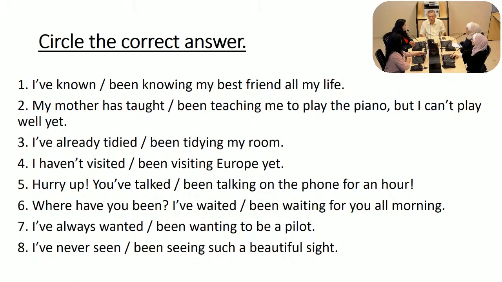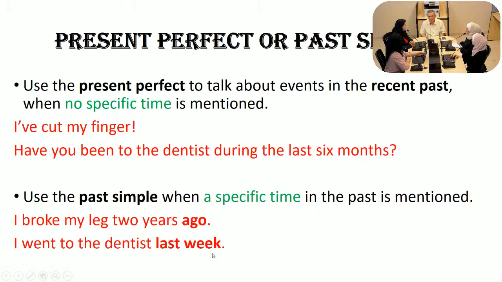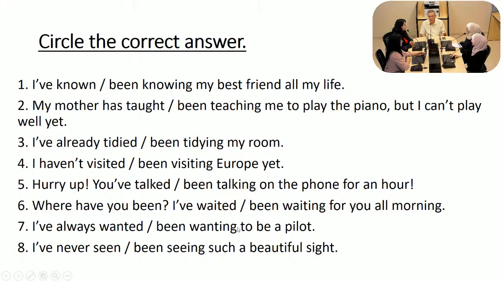It would be better if we put known and been knowing between brackets. Number two: My mother has taught or been teaching me to play the piano, but I can't play it well yet. I think both can be used, but present perfect continuous is the best one because it's still in progress. Because at the end of the sentence I can't play well yet, not yet. So it's taking time, and yet I'm not done. It may continue in the future.